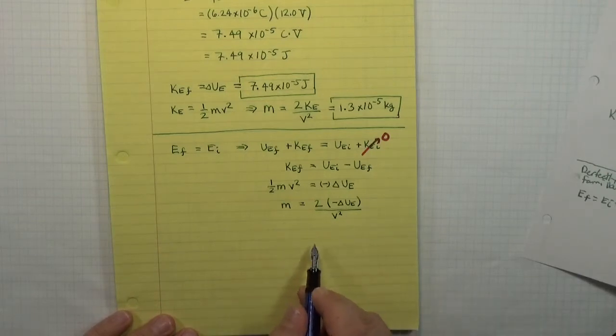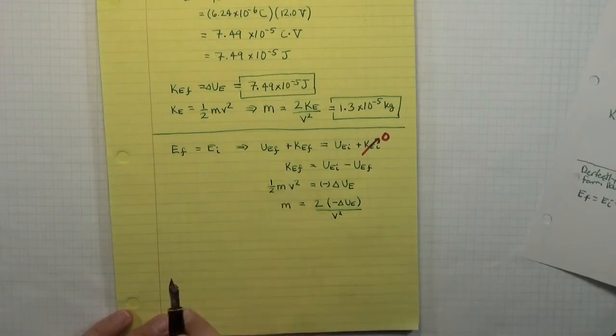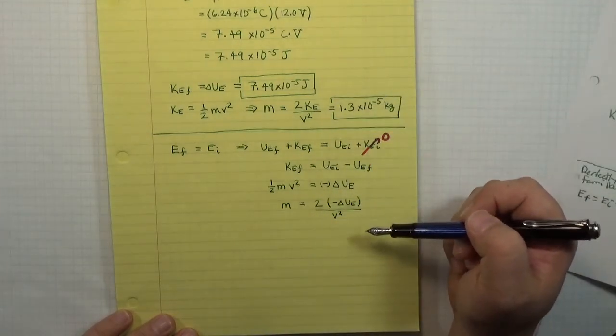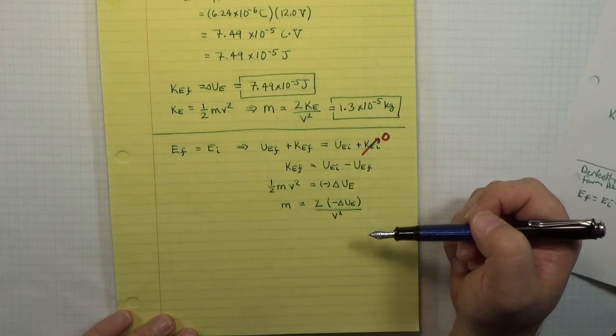Whatever that mass is, you can then substitute back into the kinetic energy formula to get the kinetic energy. You'll get exactly the same answer as we got up here, but you have to go through a few more algebraic steps in order to do it.